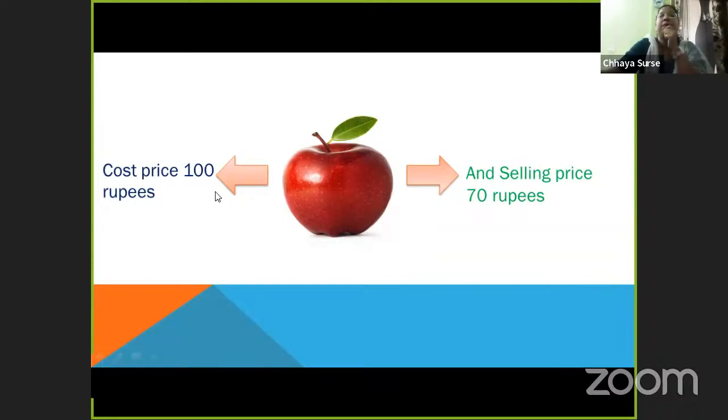Cost price means purchasing price, marked price, printed price. The price the shopkeeper gives, that is called the cost price. The shopkeeper is selling and we are purchasing, so that is our cost price, purchased from the shopkeeper. But the shopkeeper's selling price is 70 rupees.